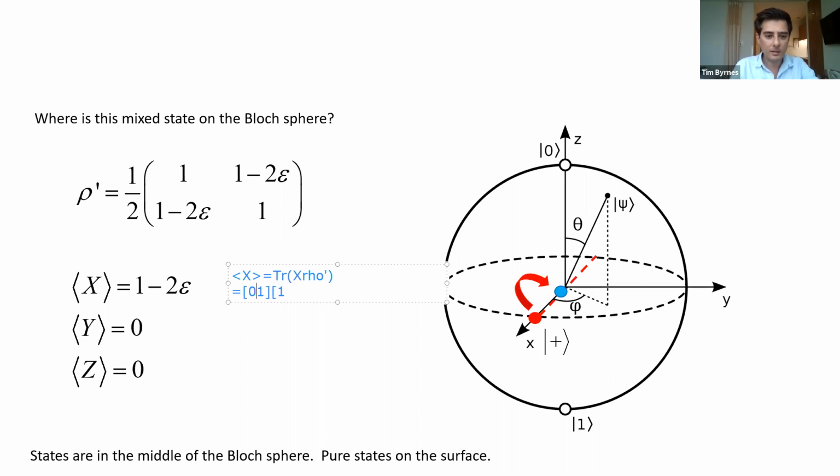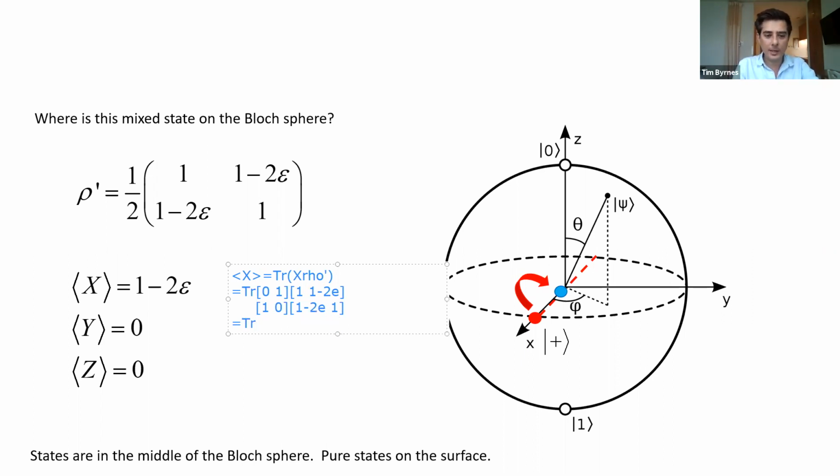Well, okay, maybe I'll put some spaces here so it's a bit easier to see. 1 minus 2 epsilon. This is the second line. 1, 0, and 1 minus 2 epsilon, 1. Okay, and then we need to take the trace of this whole thing, right? So we need to do that.